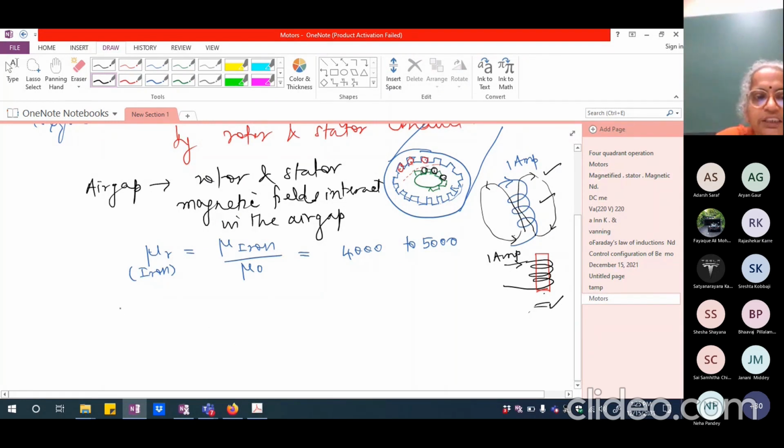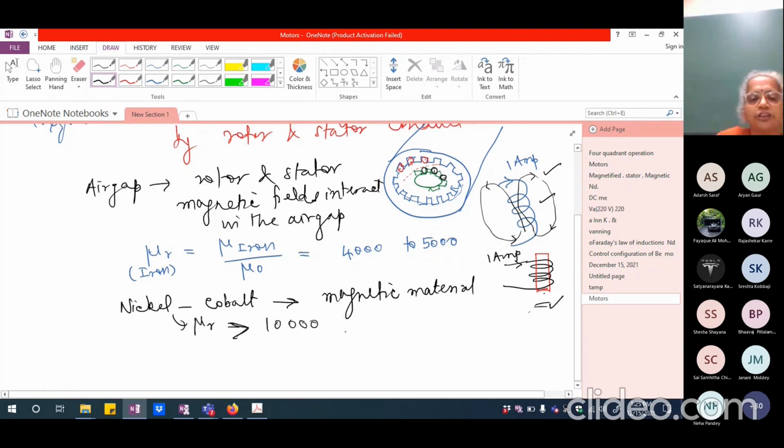On the other hand, if I try to look at something like nickel and iron or nickel and cobalt put together, this is generally another magnetic material which is going to have very, very high permeability. So in this particular case, mu r can be even greater than 10,000. So for some magnetic materials, you can have a very, very high relative permeability. And for air and all the non-magnetic materials, the relative permeability is roughly 1, nothing more than that.